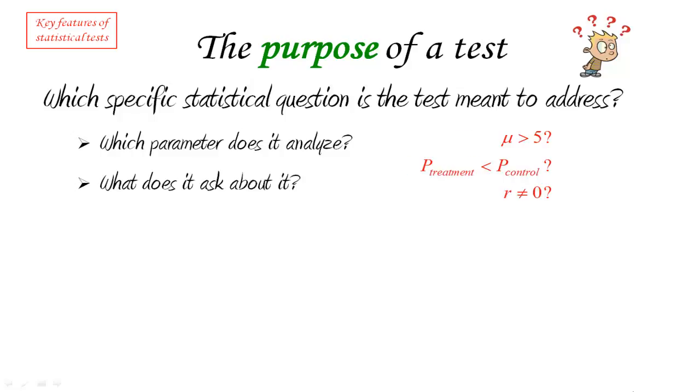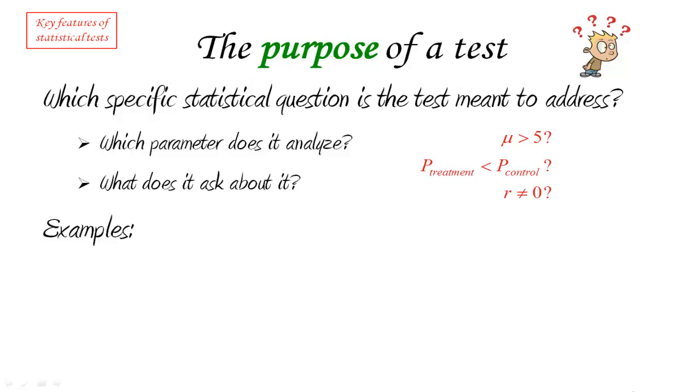For instance, is it asking whether the mean is greater than a fixed number, or whether the proportion of people who are cured with a certain treatment is less than with the control, or whether the correlation coefficient is not equal to 0? Remember, a correlation coefficient of 0 means no relationship, and so on. So this is the particular thing that we want to focus on, and that's one of the reasons why we studied this aspect of hypothesis testing in detail earlier on.